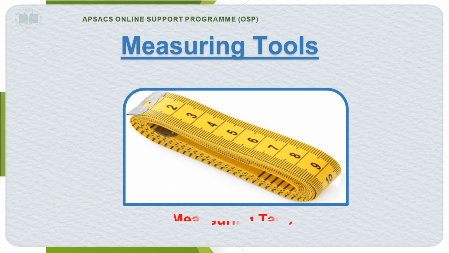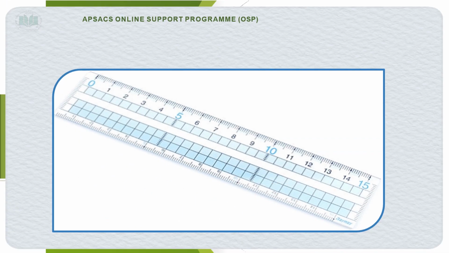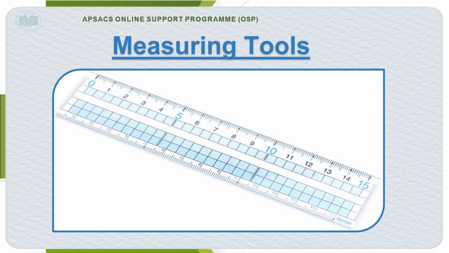Now students, you know very well that for measuring anything, we need some tools. So here is tool number 1. This is the measuring tape and we normally use this measuring tape to measure the objects in meters. Then we have some other measuring tools for measuring smaller objects. They are measured in centimeters.